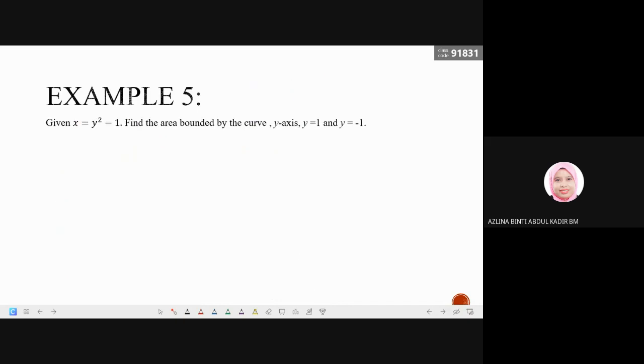Try sketch example 5. x is equal to y squared minus 1. Find the area bounded by the curve, the y axis, y equals 1 and y equals negative 1. Yang penting sketching tu. Kalau ikut apa yang saya ajar ni, insyaAllah boleh sketch apa-apa function sekalipun.